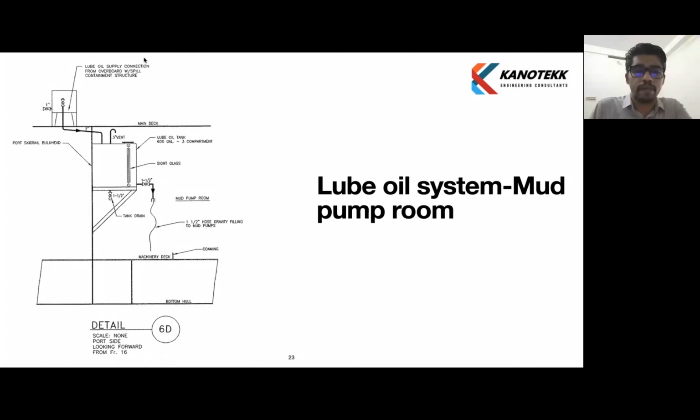So this is for the mud pump room. There will be a flexible hose which we can use to supply whichever equipment requires it. So that is the arrangement inside the mud pump room.